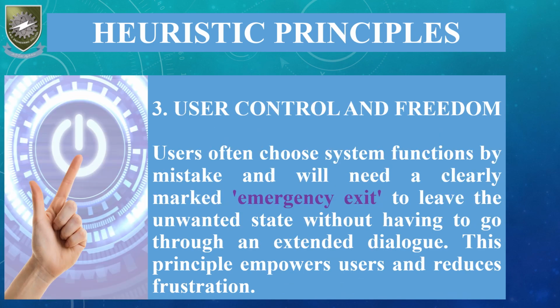This is the third method of heuristic principles: user control and freedom. Users often choose system functions by mistake and will need a clearly marked emergency exit to leave the unwanted state without having to go through an extended dialog. This principle empowers users and reduces frustration. For example, an undo button in a text editor or a cancel button during the multi-step form process.